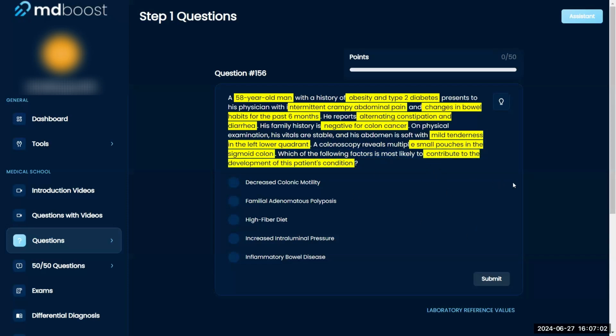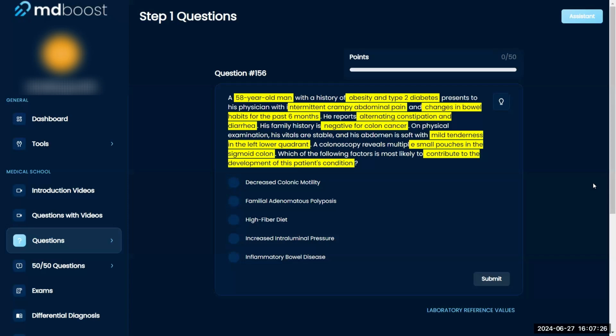And then now what I'm thinking is probably small pouches. If I remember, diverticulosis, diverticulitis, along that line. And then left lower quadrant, so it's in the sigmoid colon, so it's more concentrated in that area there. There's no family history of colon cancer.